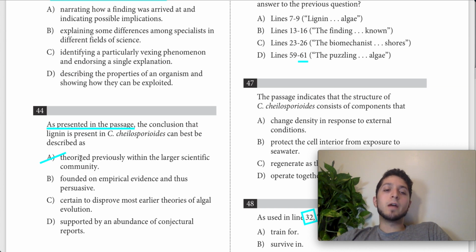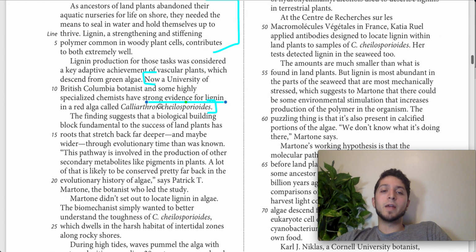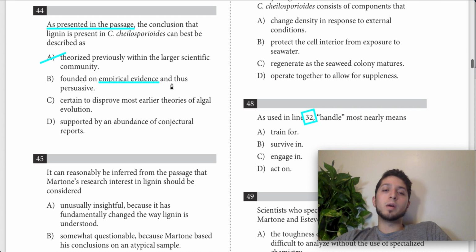Then B says it was founded on empirical evidence and thus persuasive. The part "founded on empirical evidence" makes sense and matches what we already found. These researchers have strong evidence, so that's empirical evidence. The "thus persuasive" part sticks out to me, and maybe I would want to find a little more evidence just to feel more comfortable. But we can come back to this answer choice later, so let's keep it for now.